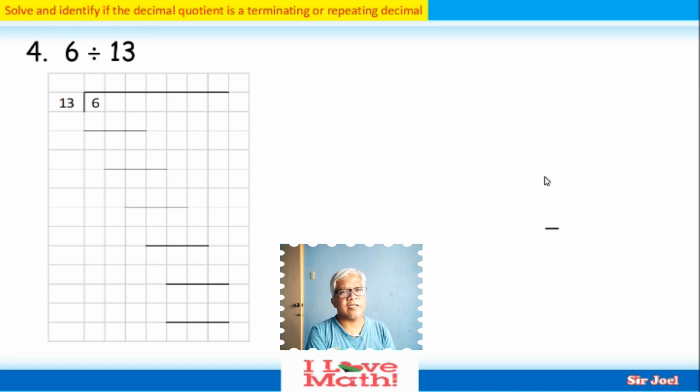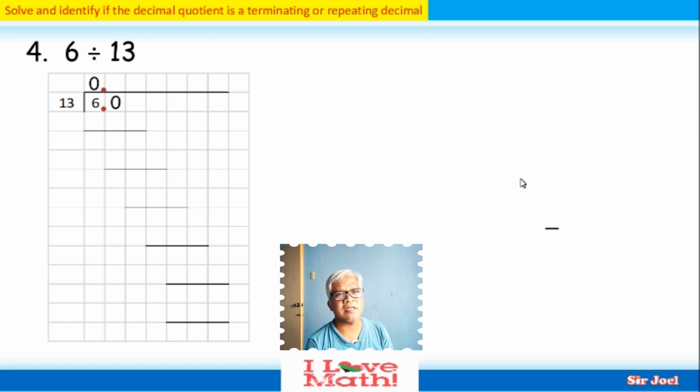Example number 4 is 6 divided by 13. 6 ang nasa loob, 13 ang nasa labas. Is it a terminating or repeating decimal? Yung kayang quotient niya ay terminating or repeating decimal. So again, let us check. 6 divided by 13 cannot be. So write 0 on top of 6. Then put a decimal point, then add 0.